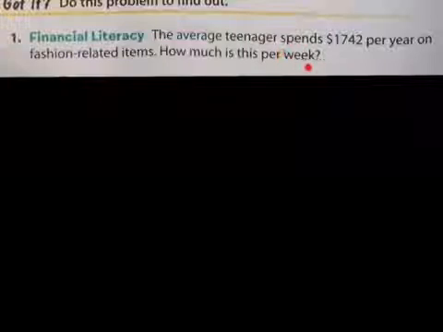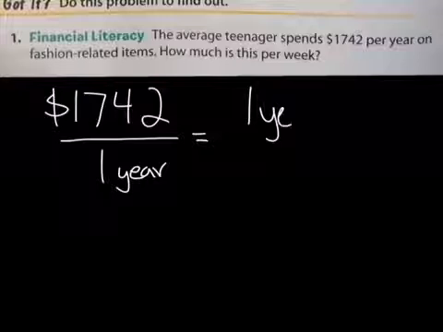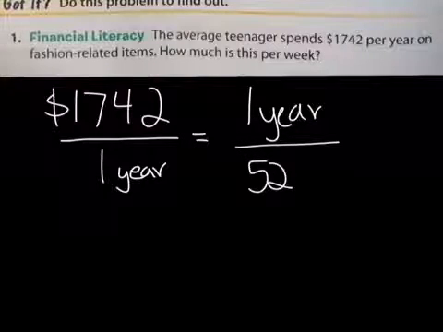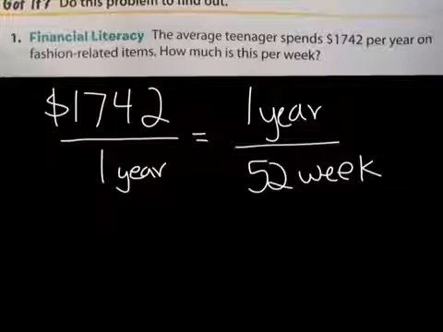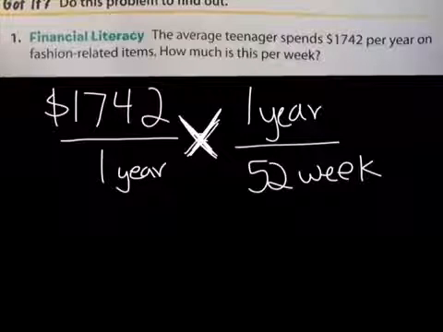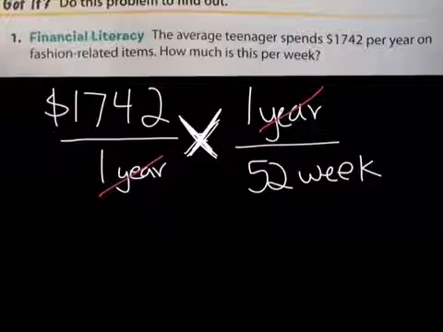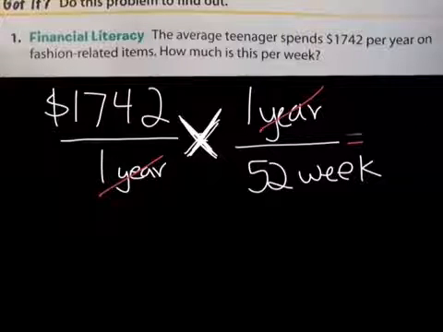Well, we have to know how many weeks are in a year. First, I start by writing my ratio of $1,742 per 1 year, right? My fraction. And now I want to convert it, as 1 year is how many weeks? I believe it's 52 weeks, right? 52 weeks. Oh, I made the same mistake again that I did earlier. It's not equal. I'm sorry. It's multiplying. We're multiplying these two so that we can simplify and solve. And now I'm going to cross-reference where 1 year and 1 year cancel each other out. And now I multiply directly through.